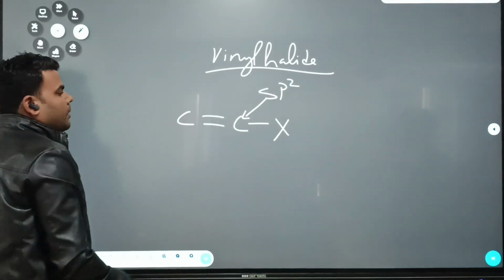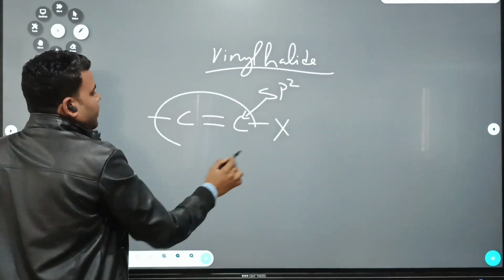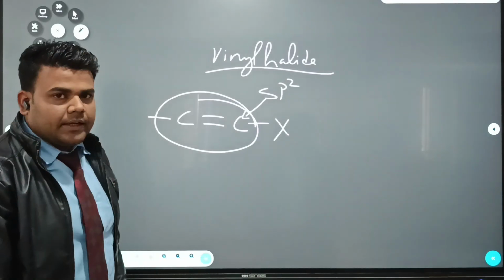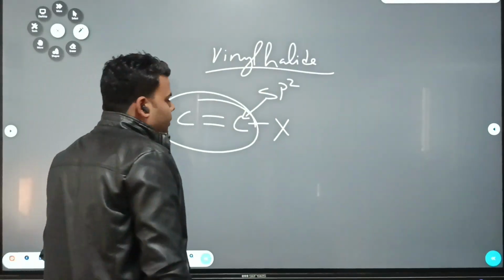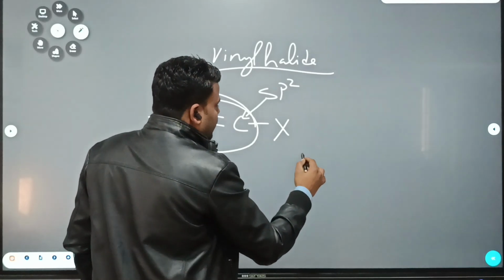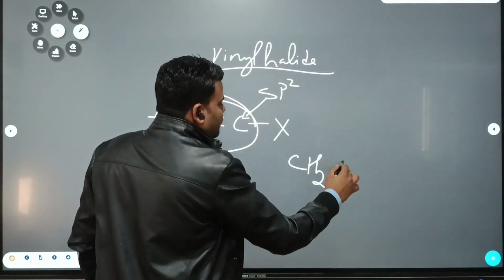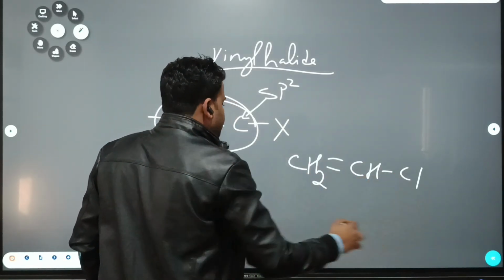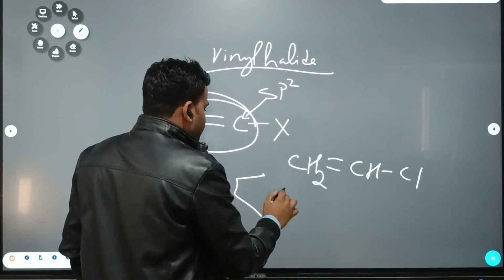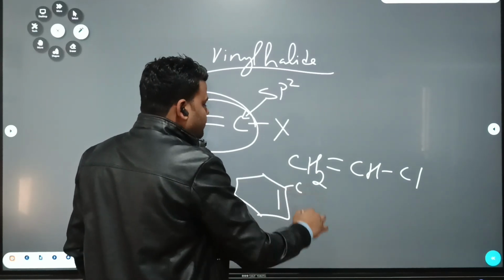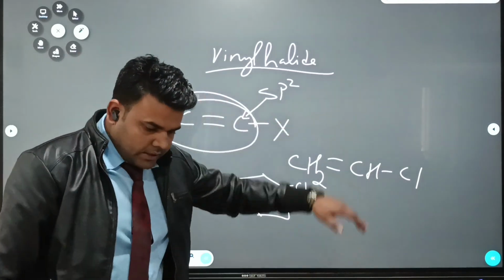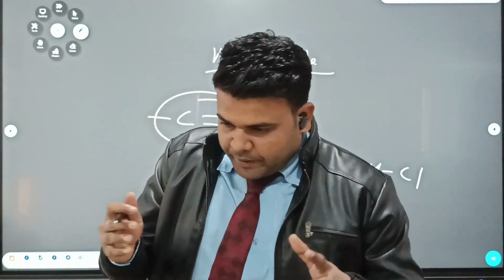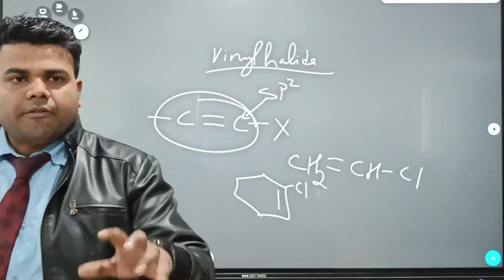That means it will have a double bond, and this one should be aliphatic. It can be cyclic or acyclic, but it should not be a part of an aromatic ring. So basically, if I give you the example, it will be this or this. So this was a short brief classification of haloalkanes.